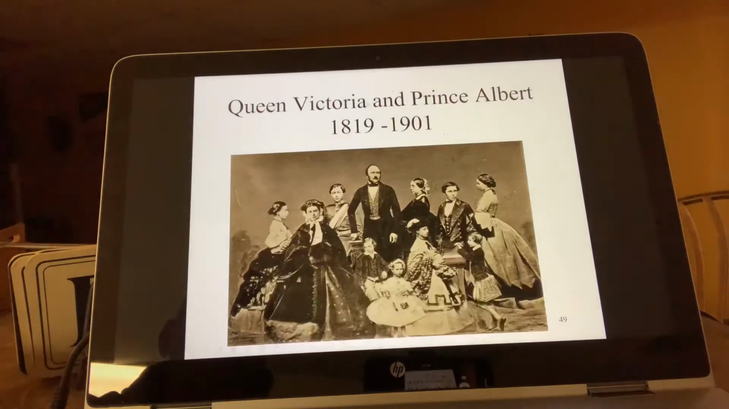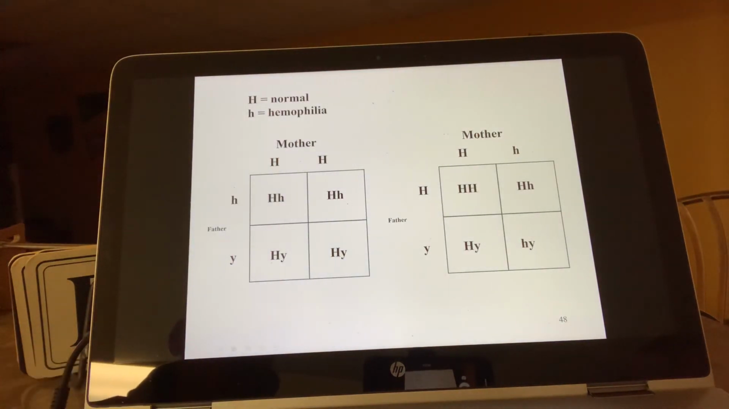This is the exact same example we saw here. This could be Queen Victoria. This could be Prince Albert. He was normal. And if you look at that, what you'll see is, of their daughters, none of them will be hemophiliacs, but statistically half of them will be carriers. Of their sons, half of their sons will be normal. The other half of their sons will be statistically hemophiliacs.